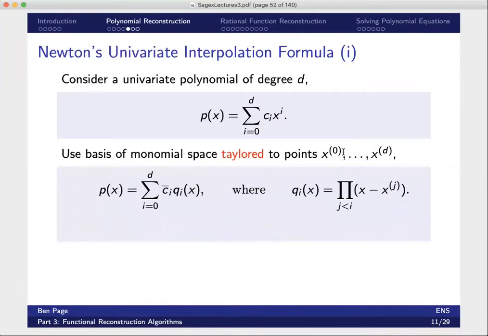So we have some working value of the degree D, and we're going to take our polynomial and put it into this basis Qi of x. Qi of x are designed so that they vanish on, Qi of x are simply the product of x minus xj, where j is less than i. And this means that Qi actually vanishes on any xj for which j is less than i.